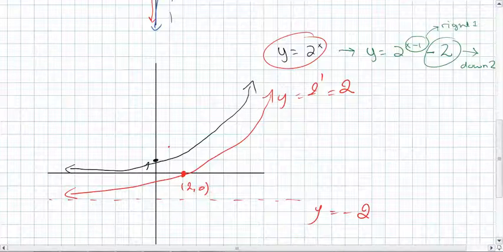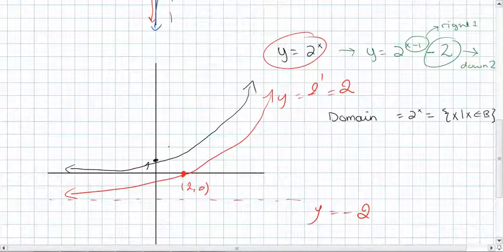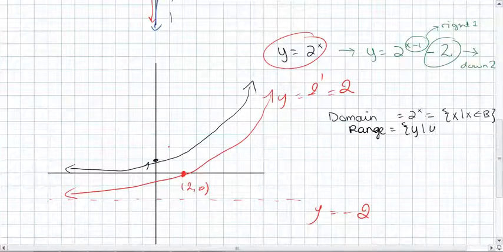Okay. Now for domain and range. The domain of our original function, which is y equals 2 raised to the power of x, is x such that x is all real numbers, and the range is y such that y is greater than 0, because as x moves, the y comes closer to 0.